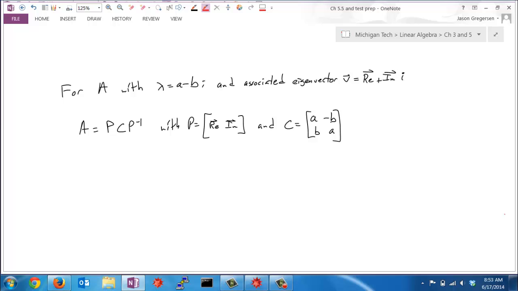And what's P? P has the columns of the real and imaginary part of the eigenvector. And C uses the real and imaginary parts of the eigenvalues. So the real part is on the strong diagonal, the imaginary part is on the weak diagonal. And then you just be careful with the signs here. So we'll take a little carefulness here to make sure you have your B's and your minus signs right. So do a couple and make sure you have it down.